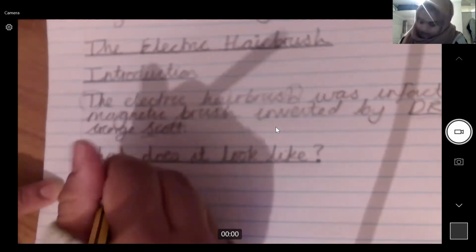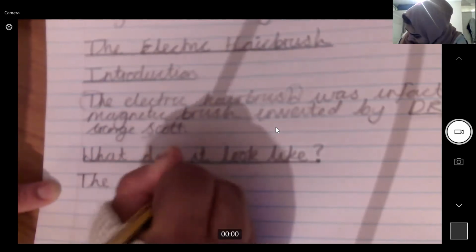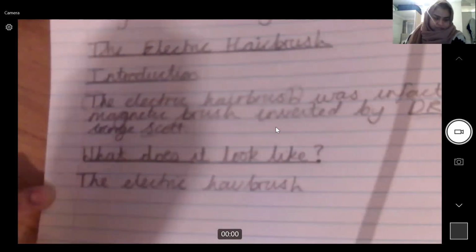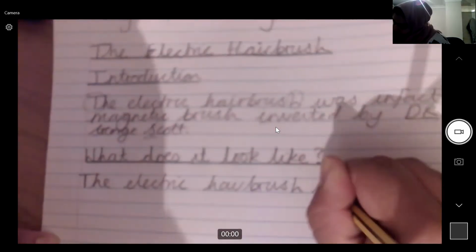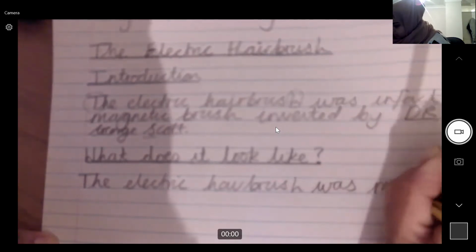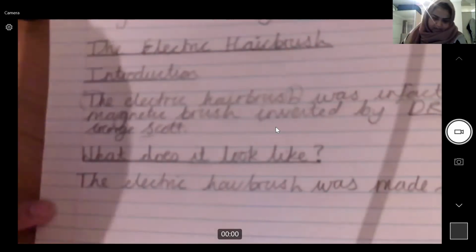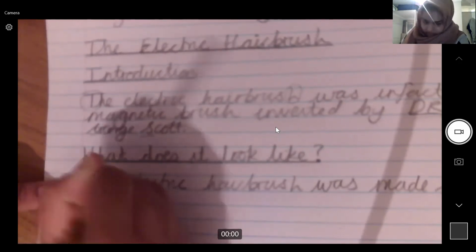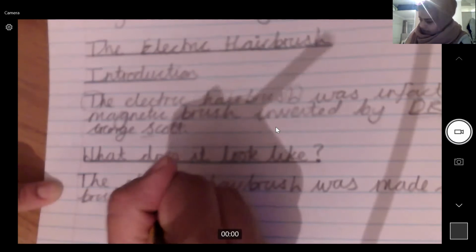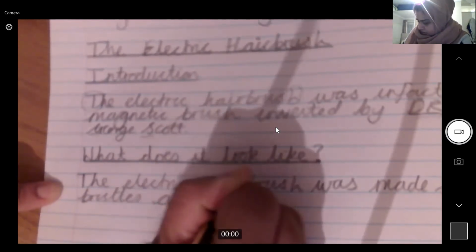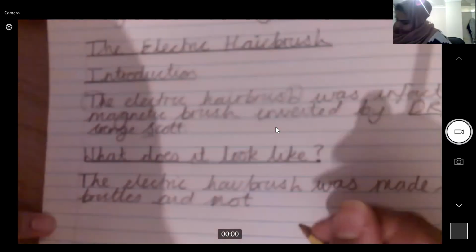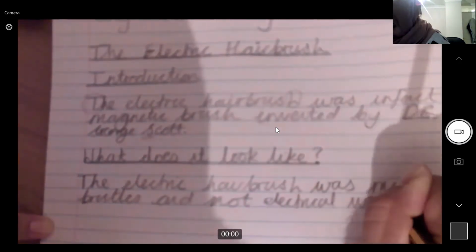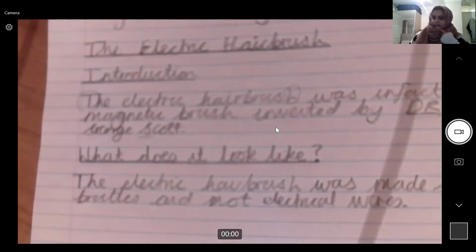So the electric hairbrush, yeah, was made of bristles and not electrical wires.